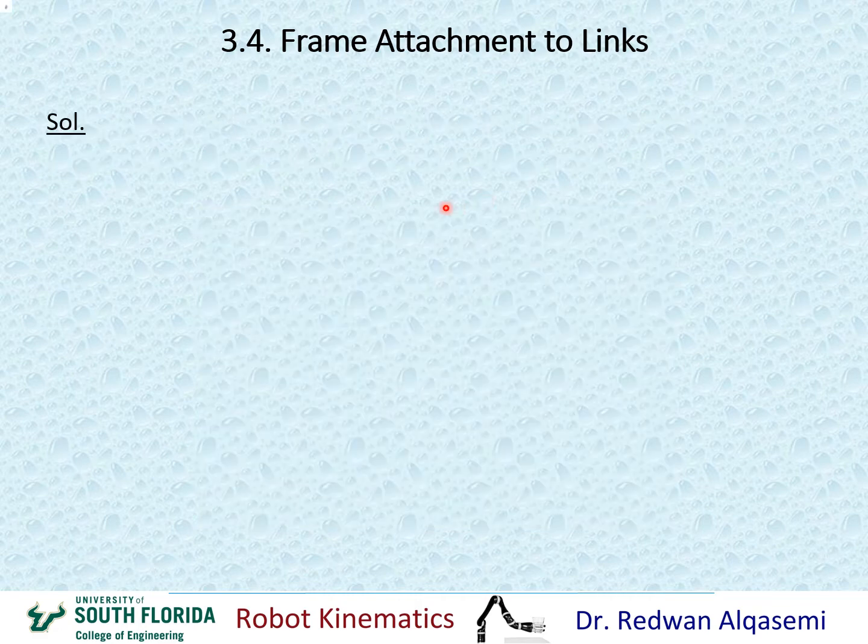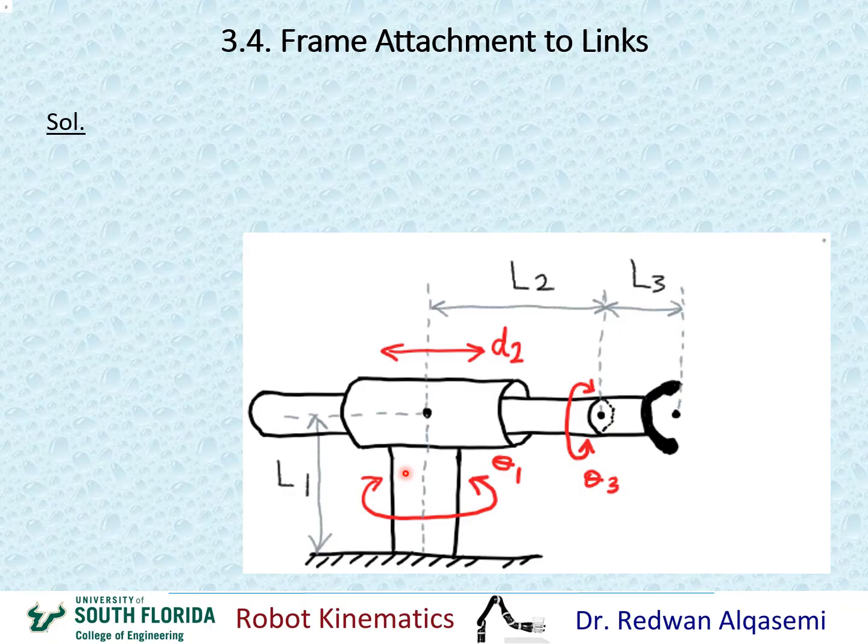To start the solution here, again, I'm going to look at theta 1, d2, and theta 3. These are the three joints: revolute, prismatic, and revolute. And then here we have L1 length or height, and L2 here and L3 here. The way I'm going to start, as usual, is with the z-axis first for all the joints, and then I'll go to the x-axis for all the joints, and then the y-axis for all the joints.